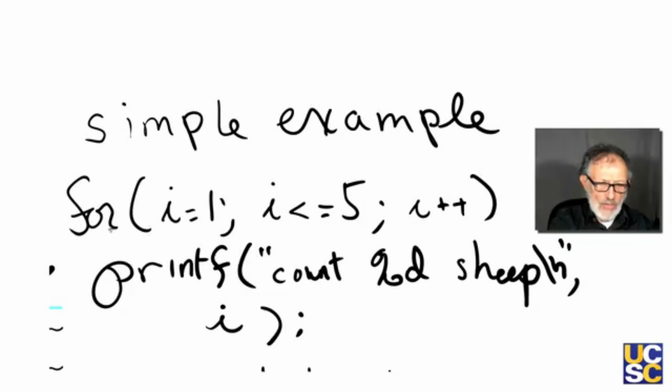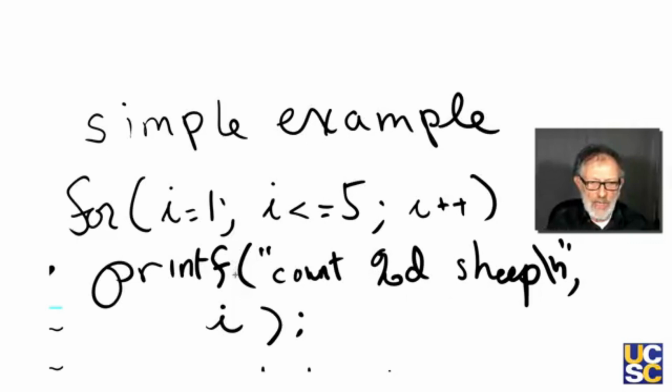For, parentheses, so this is a keyword, parentheses, I replaced by 1 semicolon, I less than or equal to 5 semicolon, I plus plus. So it's an auto increment, close paren. So there are going to be three expressions sitting inside this parentheses. And then you have the statement you're executing.